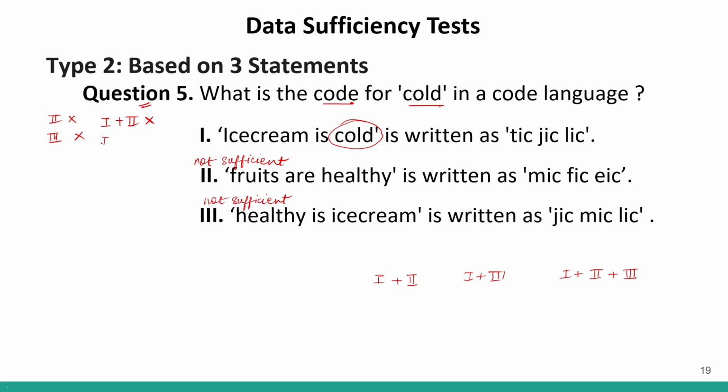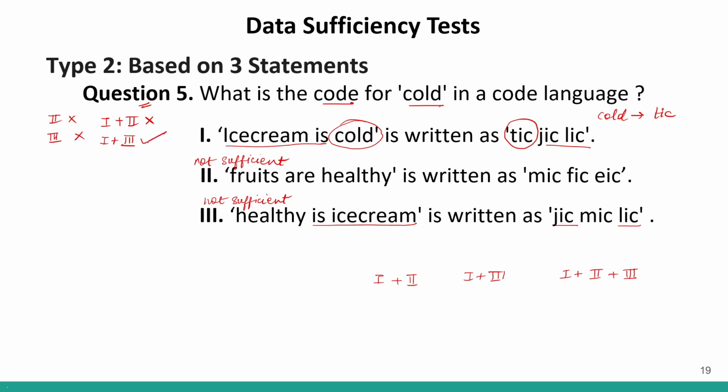Now I will combine statement 1 and 3. In statements 1 and 3, I can see the common word is ice cream. And if I look at the coded words, I can see the common codes are GIC and LIC. So coming back to statement 1, the only code that is remaining is TIC. So the code for cold will be TIC. This will be my answer, and I am able to find this answer using statements 1 and 3. So this will be the correct combination.